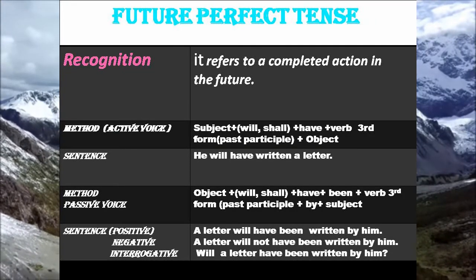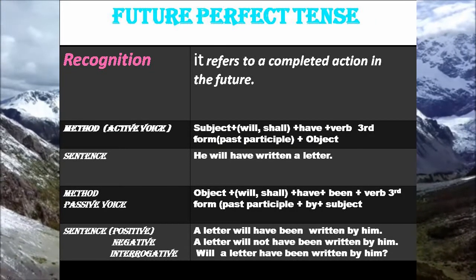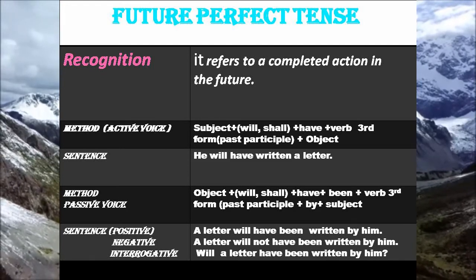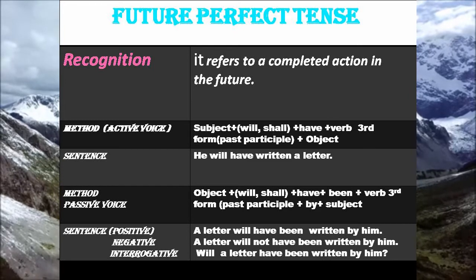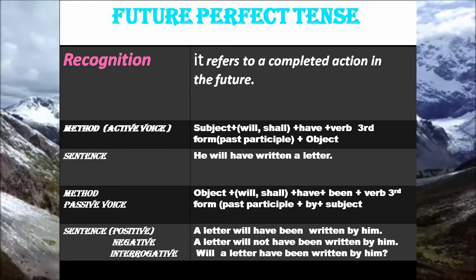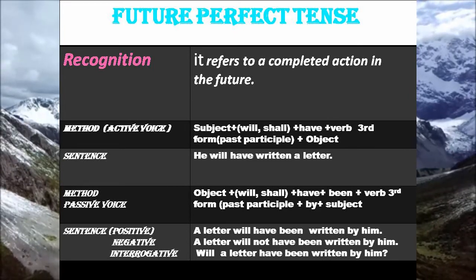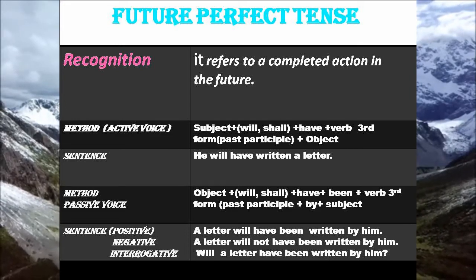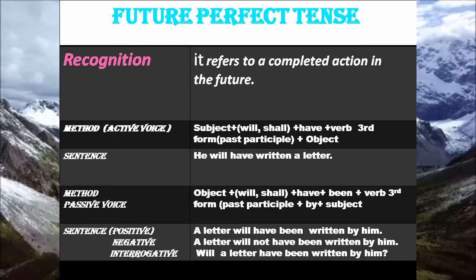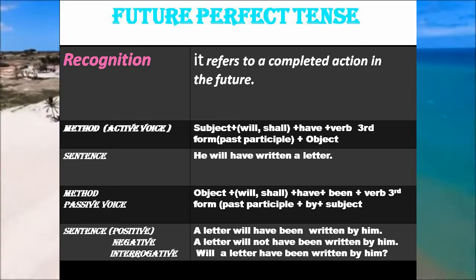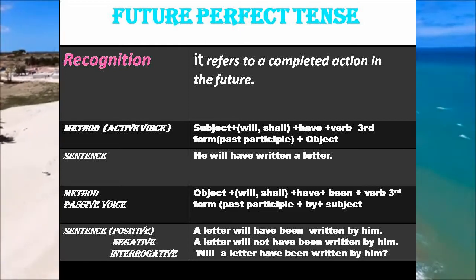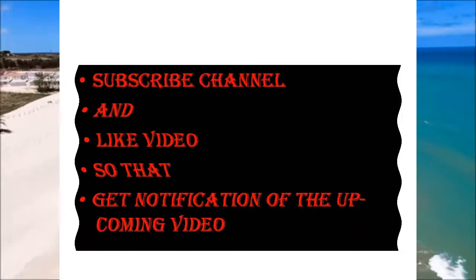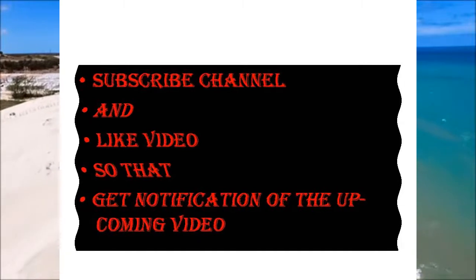Future perfect tense. It refers to a completed action in the future. Method, active voice: subject plus will, shall plus have plus verb third form, past participle, plus object. He will have written a letter. Passive voice: object plus will, shall plus have plus been plus verb third form, past participle, plus by plus subject. A letter will have been written by him. A letter will not have been written by him. Will a letter have been written by him?